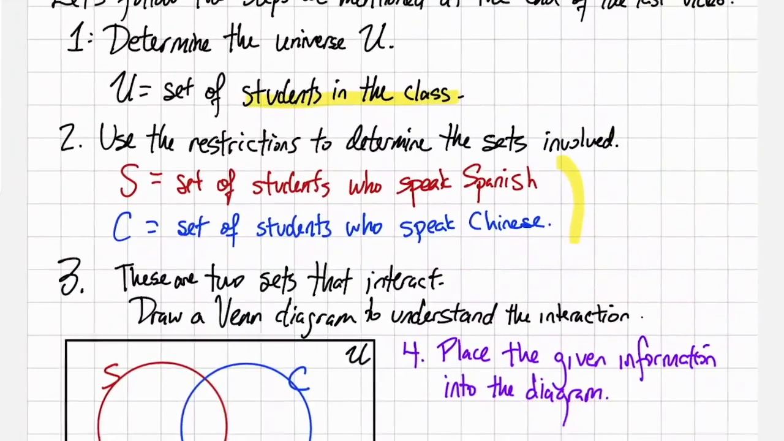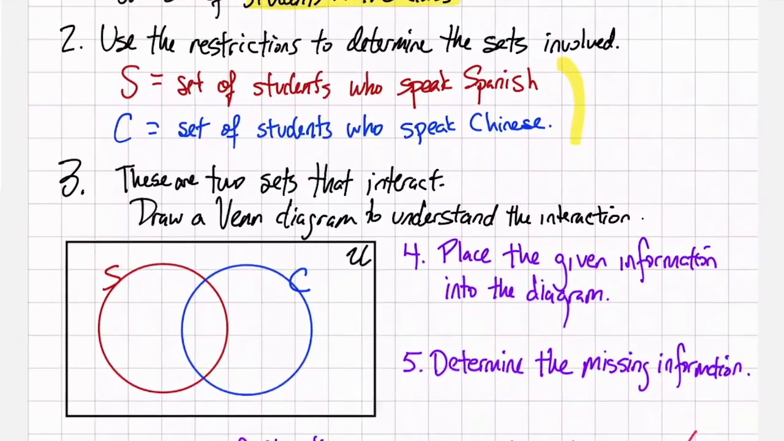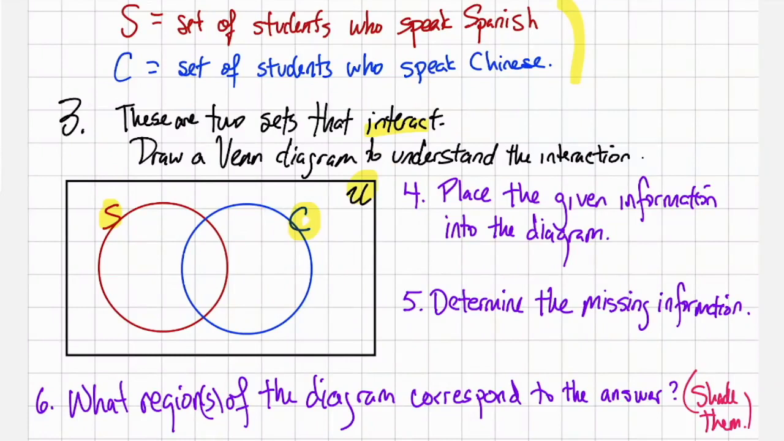These sets are not disjoint, they're interacting, and so we should draw a Venn diagram to understand the interaction. Here's a diagram. We have a universe, we have our set of Spanish speakers, and we have our set of Chinese speakers. For this type of problem, we have some more steps to follow. The next thing we want to do is to place the information into the diagram. We have 30 total students. We have 10 Spanish-speaking students, 8 Chinese-speaking students, and 3 students who speak both.